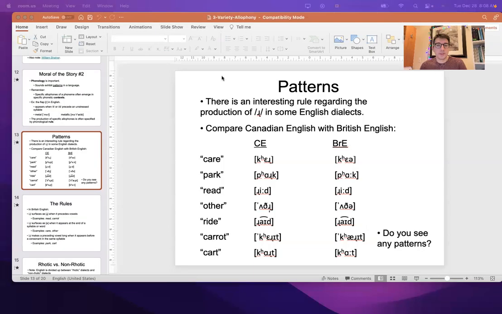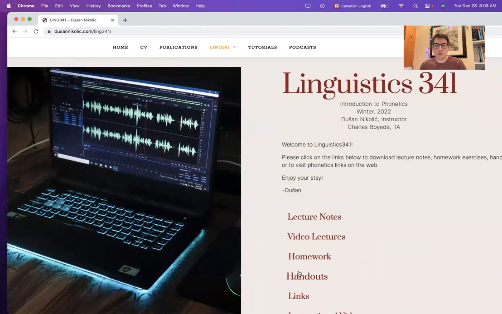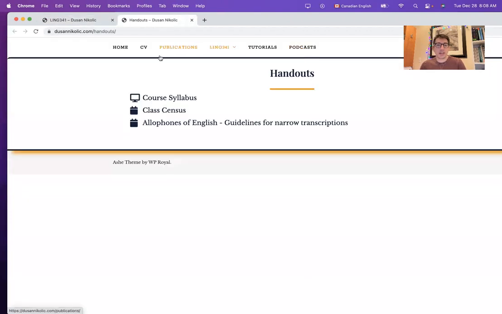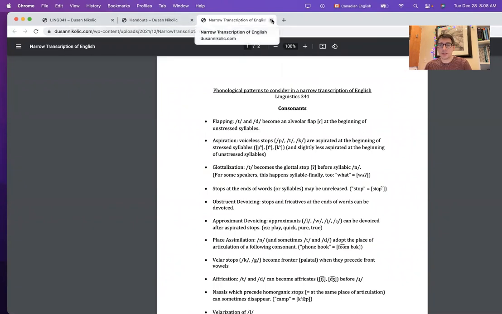Before we do that, I want to show you the website here where you can check the handouts and the allophones of English. There will be some more handouts upcoming, but the allophones of English are here, which you can use for your narrative transcription exercise, which I will explain all about and give you the details in another document.